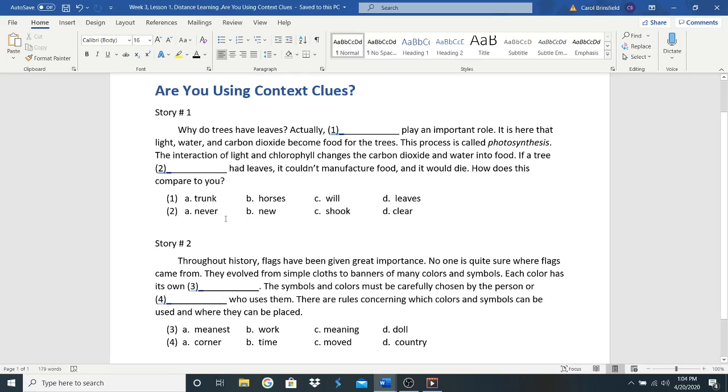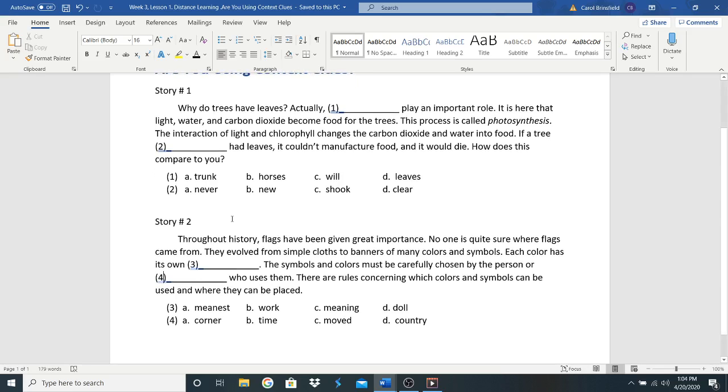So the best way to know for sure if your answers are correct is to read the sentences again. And I'm going to read the whole paragraph with the words that we chose. So are you ready? Here we go. Why do trees have leaves? Actually, leaves play an important role. It is here that light, water, and carbon dioxide become food for the trees. This process is called photosynthesis. The interaction of light and chlorophyll changes the carbon dioxide and water into food. If a tree never had leaves, it couldn't manufacture food and it would die. How does this compare to you? So that sounded pretty great, didn't it?